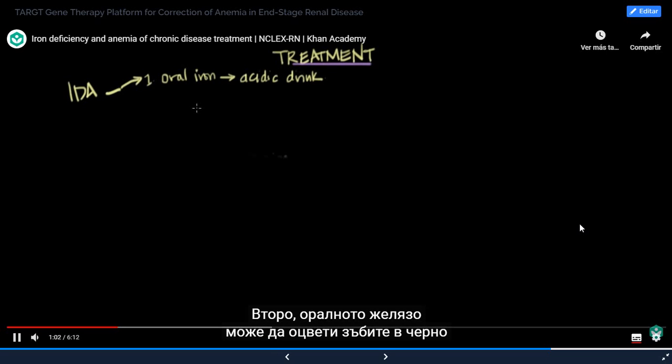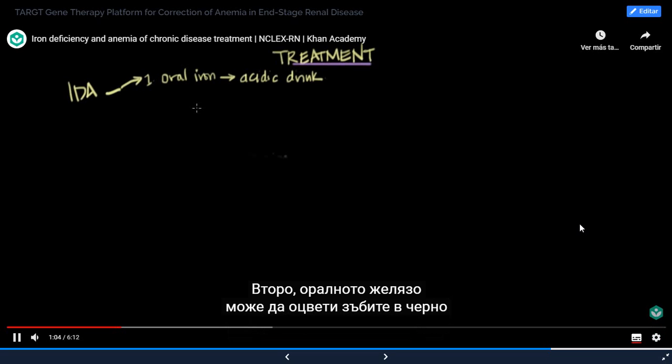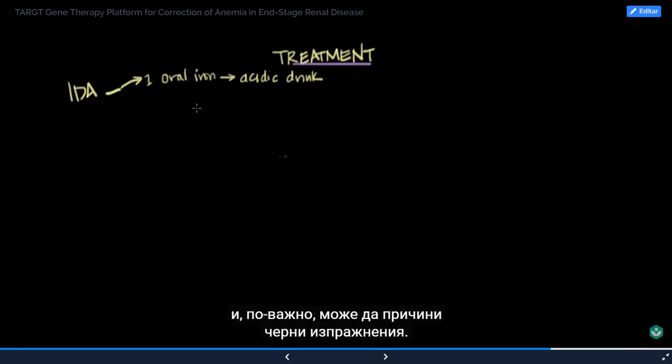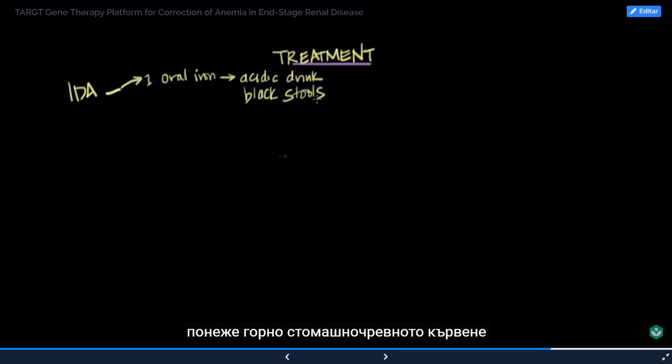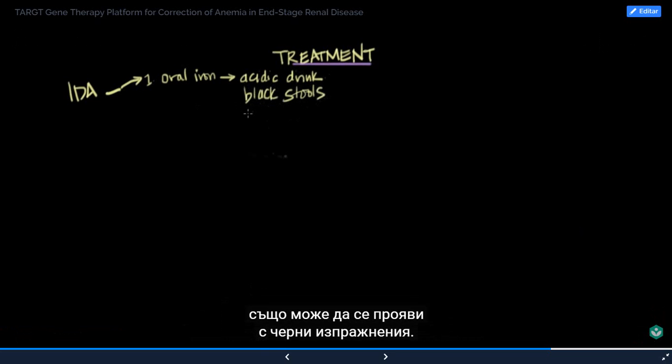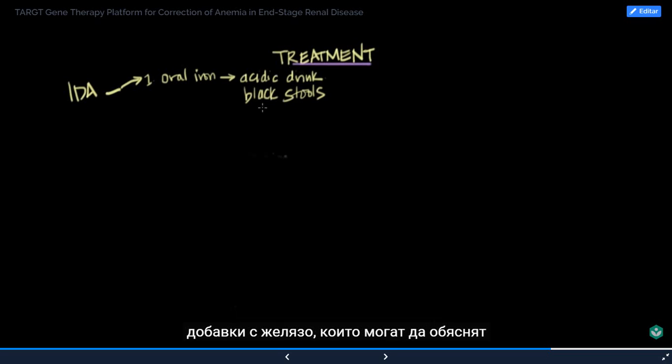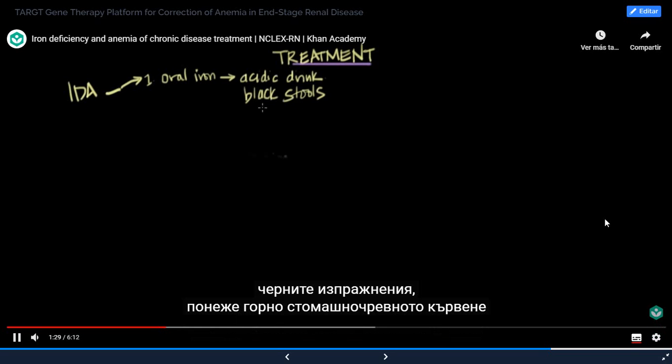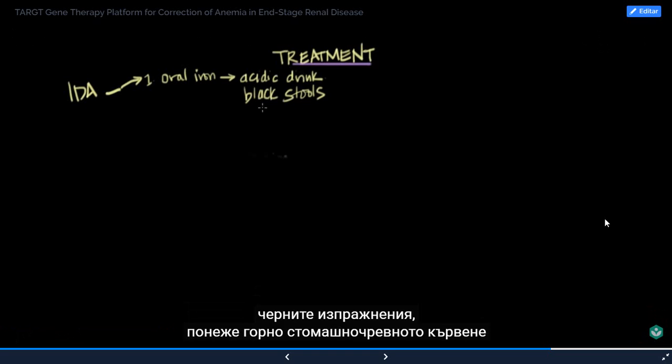Secondly, oral iron can stain teeth black, and more importantly, it can cause black stools. And this is really important because upper gastrointestinal bleeding can also present with black stools. So if a patient has black stools, it's really important to go through their history and see if even remotely they've been taking any iron supplements that could account for the black stools, because upper gastrointestinal bleeding is a medical emergency.